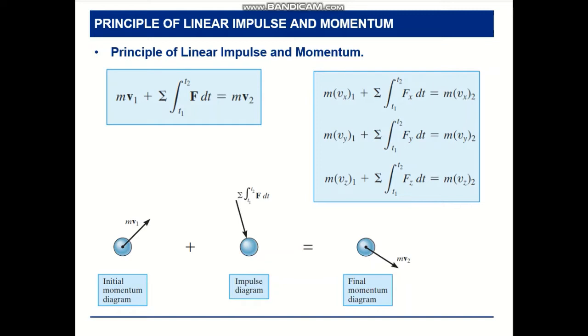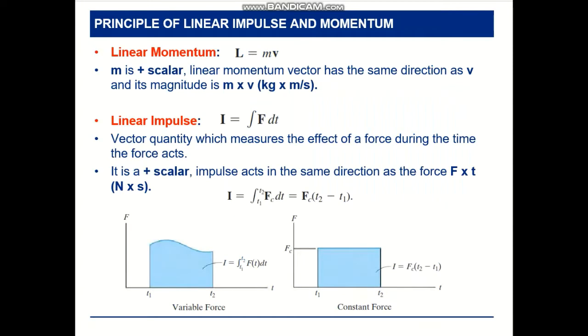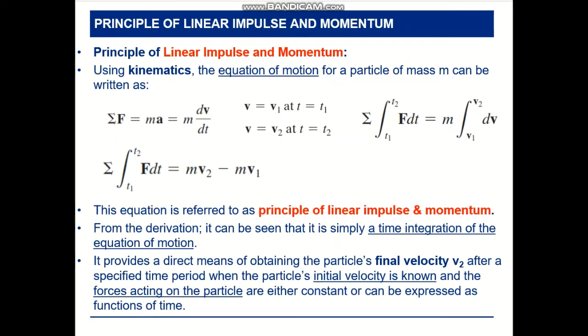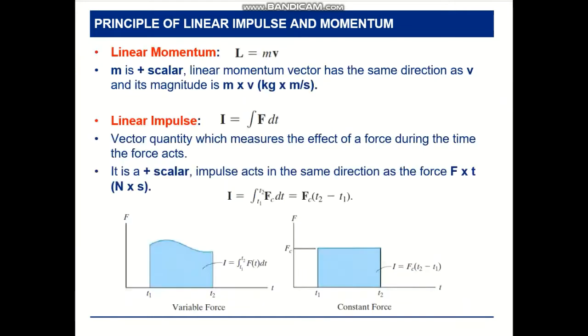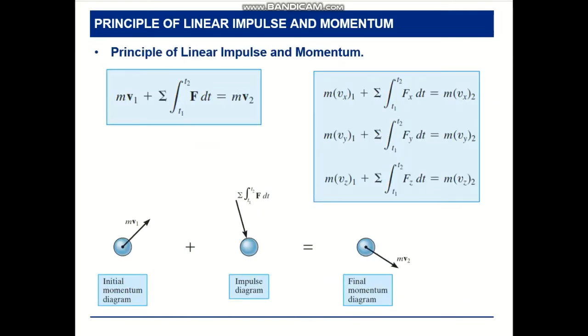Let's keep up the principle of linear impulse and momentum. We know that this equation is modified from the previous one. We take the minus term to the left-hand side, and we end up with m, the mass of the object, multiplied by the initial velocity, plus the linear impulse term, is equal to the mass multiplied by the final velocity of this object.